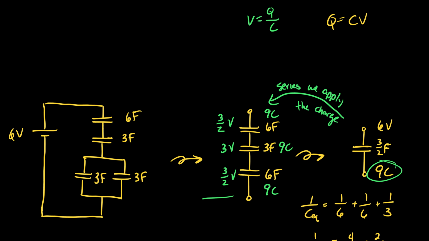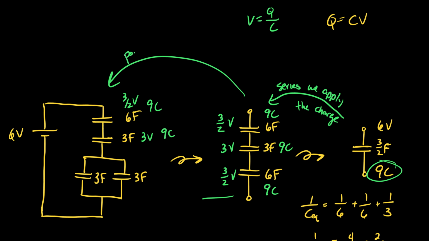But now, these were the original capacitors in the circuit. So I don't have to do any more work there. This one's 3/2 volts and 9 coulombs. This one is 3 volts and 9 coulombs. But I am going to have to go back and split up that capacitor. Let's put this along the top.